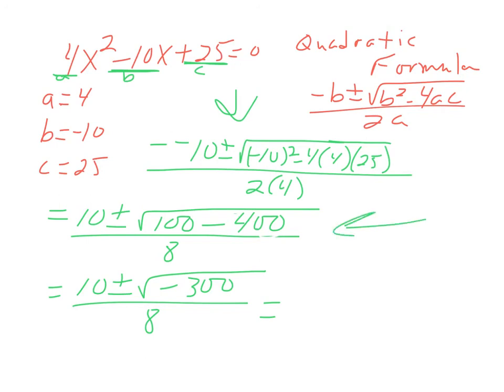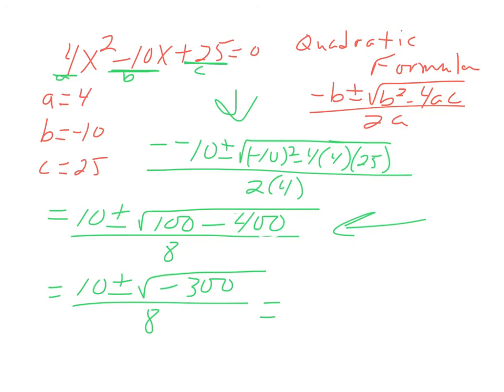So I have 10, because I had negative 10, because the formula has negative b, and my b is negative, so that's why it's 10. And I have negative 10 squared, which is 100, minus 4 times 4 times 25. Alright, so I got that, and then when I went down to my third line there, I have 10 plus or minus the square root of negative 300 over 8.